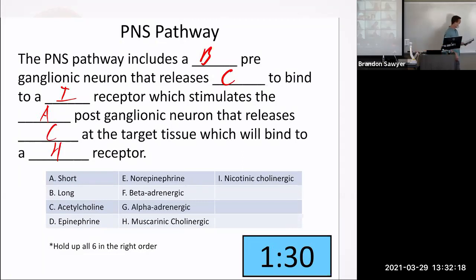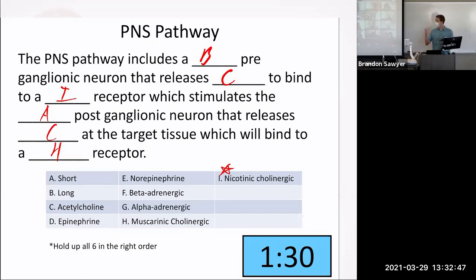There we go. So we've got a PNS pathway includes a long preganglionic neuron. And then it's that second one that's the short one, right? A lot of times it's embedded right in the target tissue that it's going to control. That's going to release acetylcholine, that's C. It binds to a blank kind of receptor, so that's I. So nicotinic is the first one. That's the first type.